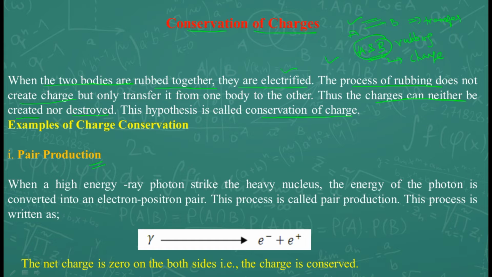In pair production, when a high energy gamma ray photon strikes a heavy nucleus, the energy of the photon is converted into an electron-positron pair. This is called pair production. How can we write it? Gamma gives electron and positron. A gamma ray strikes a heavy nucleus, and the energy of the photon is converted into an electron and positron pair, which is called pair production.